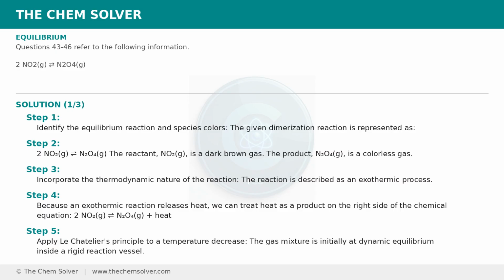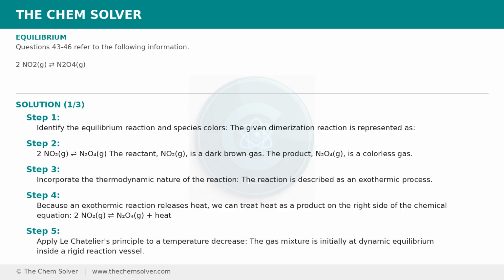Incorporate the thermodynamic nature of the reaction. The reaction is described as an exothermic process. Because an exothermic reaction releases heat, we can treat heat as a product on the right side of the chemical equation. 2NO2 is in equilibrium with N2O4 plus heat.